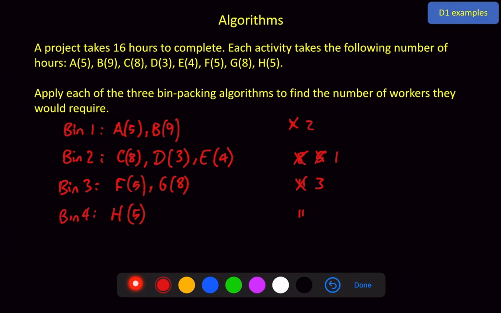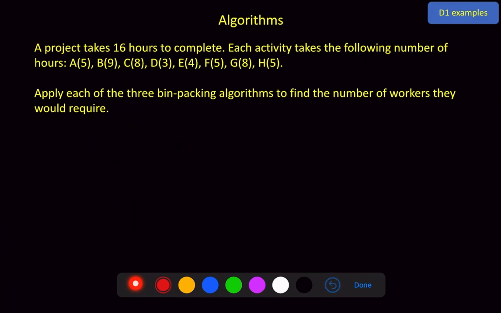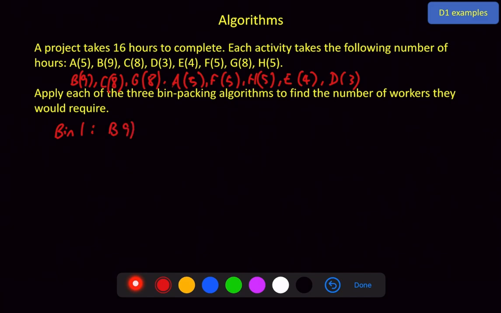with 11 left over. First fit decreasing, I'll have to order them. B is first, C with 8, and then G with 8 as well. We've got A, F, and H, and then finally E and D. Bin 1 is B with 9, 7 left over. Bin 2, C with 8, 8 left over. G will not fit in bin 1, but it will squeeze in bin 2 for none left over. That's nice, that's a full bin.